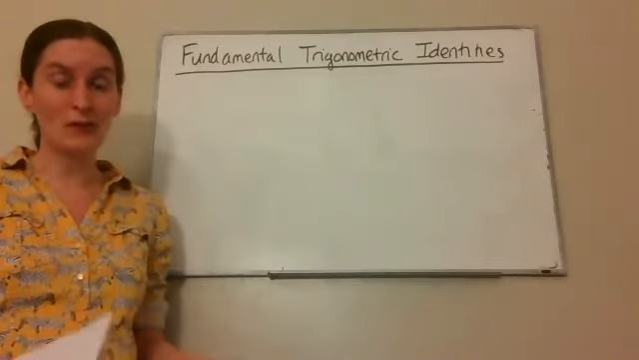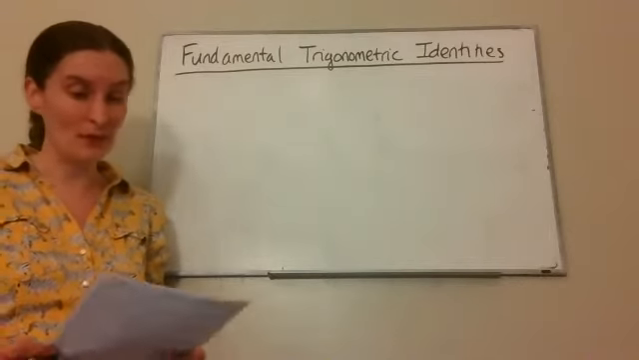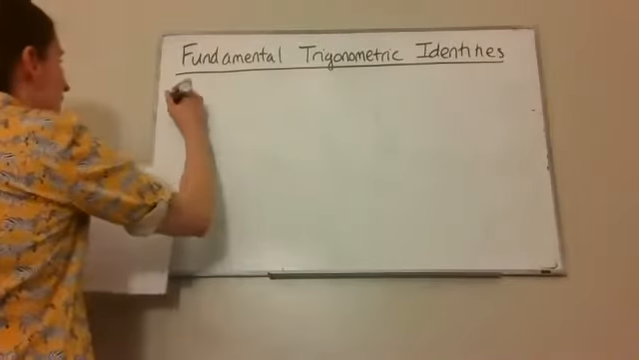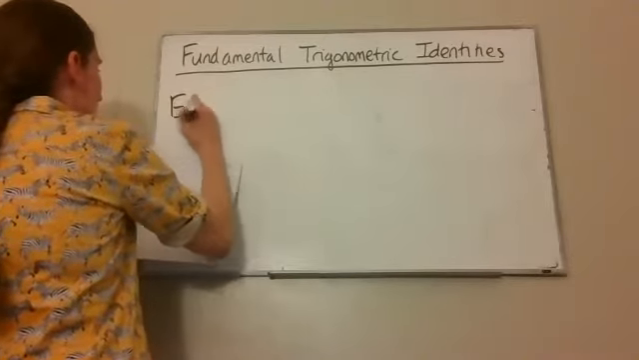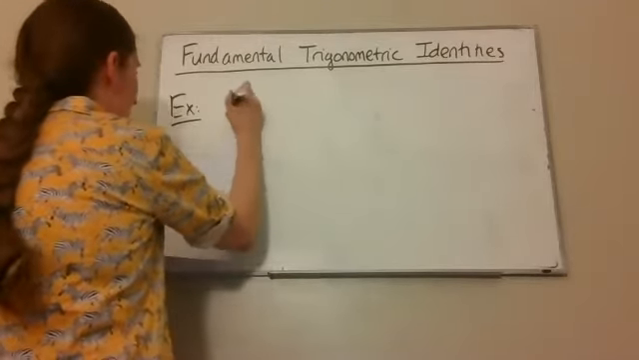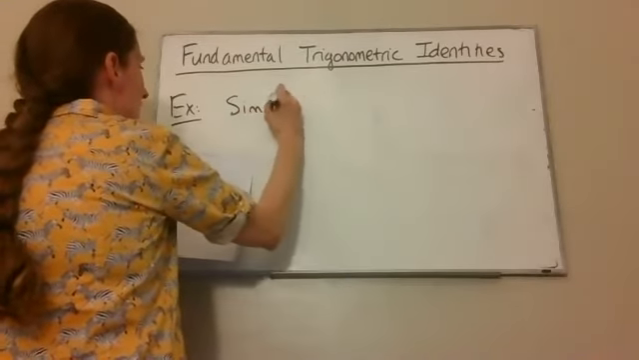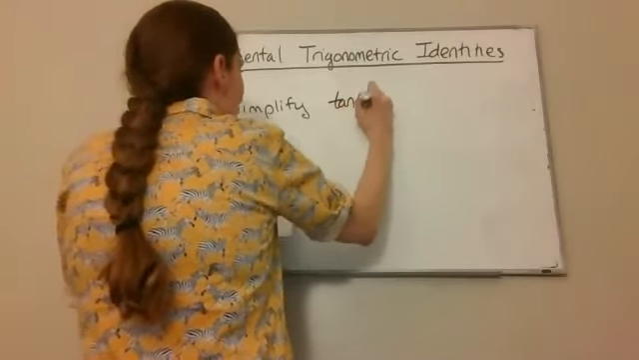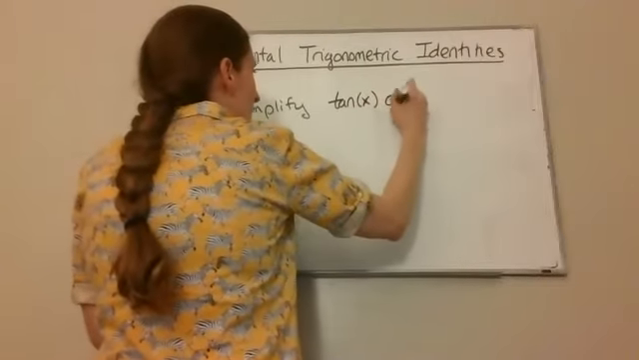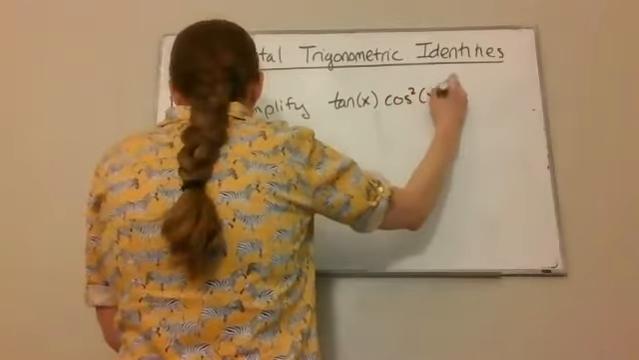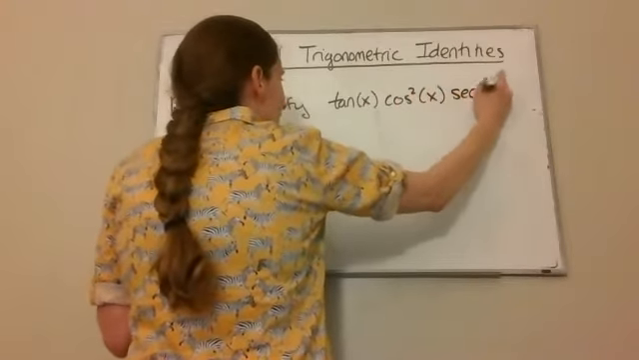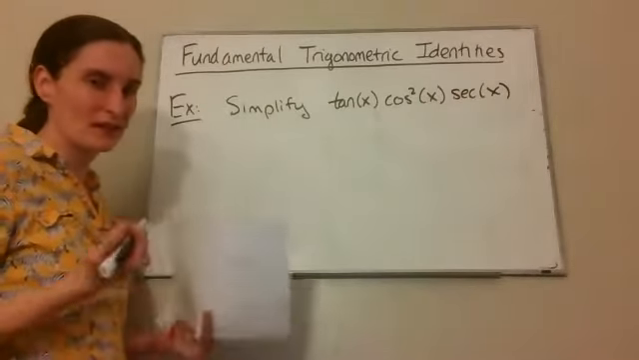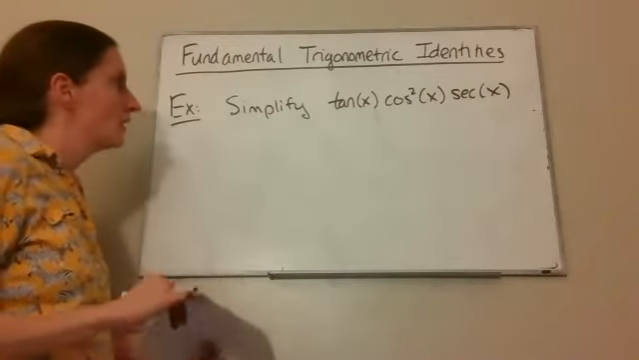The rest of the video is just a bunch of examples showing how to use these basic identities. So let's just start right away with a simplifying example. Let's simplify tangent of x times cosine squared of x times secant of x, and write it in a way that has no fractions and is as simple as possible.